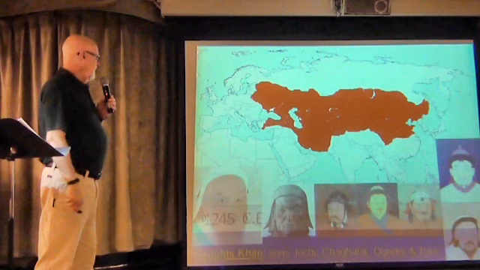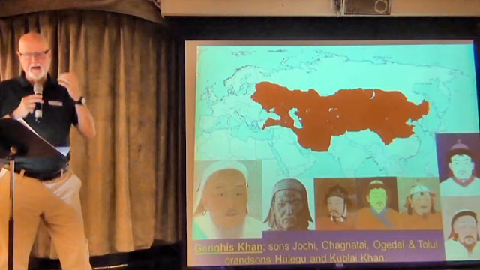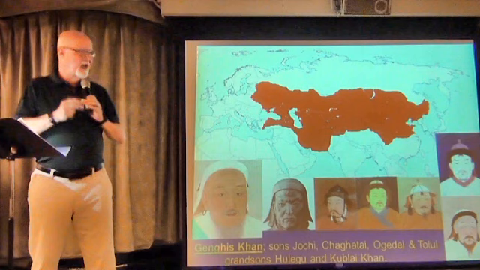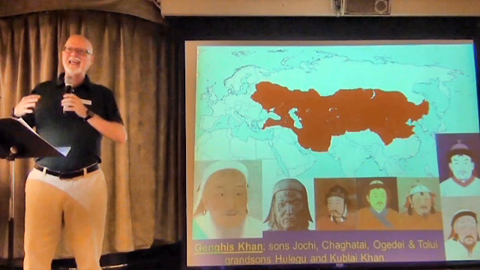In addition to Genghis Khan, who is represented here as a painting, he had four sons and then two significant grandsons. His sons were, from left to right, Jochi, Chagatai, Ogedei, Tolui, and his grandsons on the right-hand side are Hulegu and Kublai Khan. Kublai Khan is probably the one best known other than Genghis Khan. When he died, he left all of his empire to his sons and grandsons.